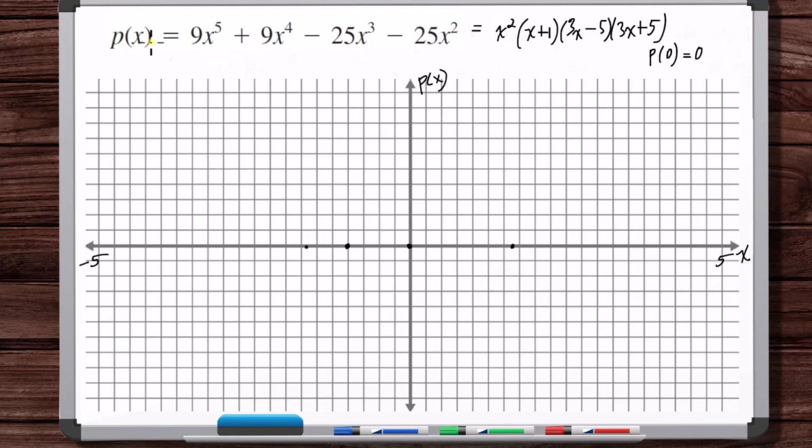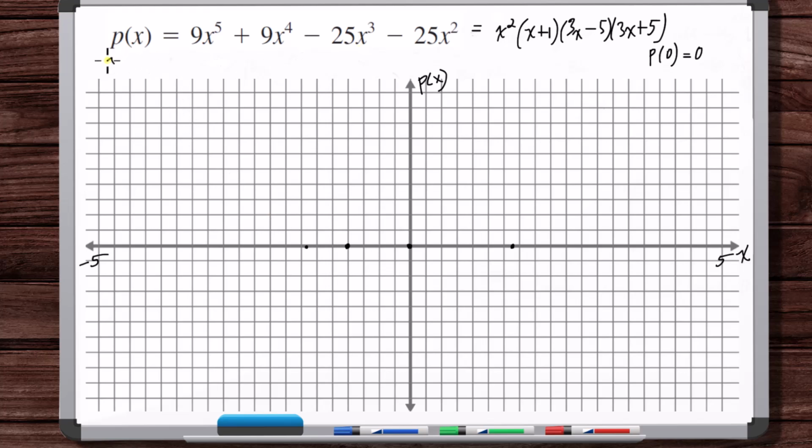Okay. Now, does this function have any symmetry? So minus 9x to the 5th plus 9x to the 4th plus 25x cubed minus 25x squared. Well, that's not the original function, but if we took out a minus sign, we get 9x to the 5th minus 9x to the 4th. So no, it's not even or odd, and it's not periodic. So there's no symmetry here.